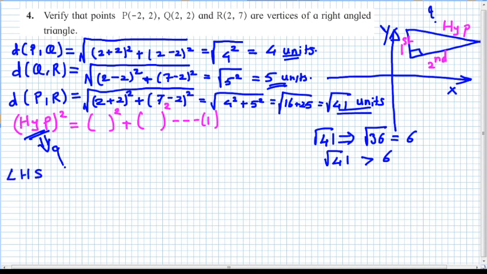So put it in the LHS. That is the hypotenuse square, and there we will put what now? Hypotenuse is root 41. Root 41 the whole square, which is what now? 41 units.